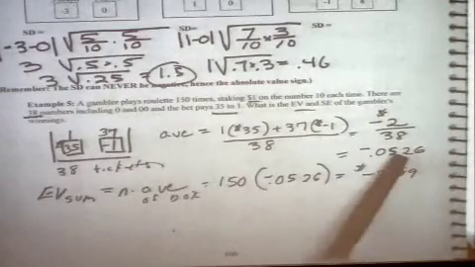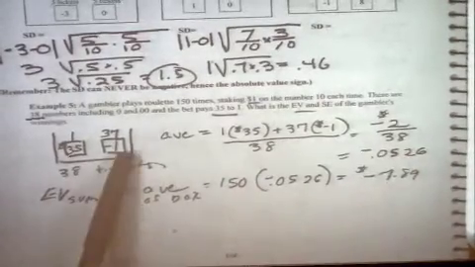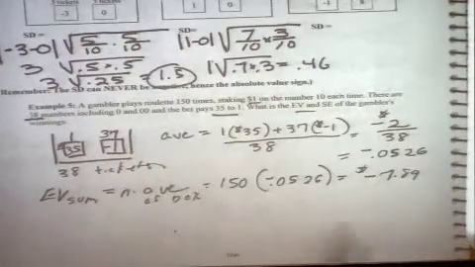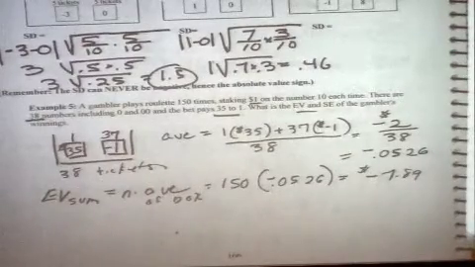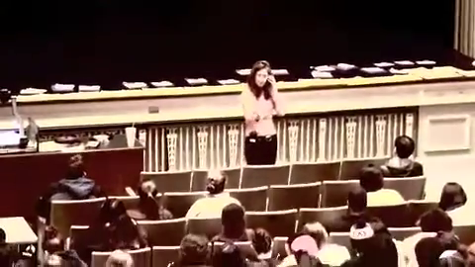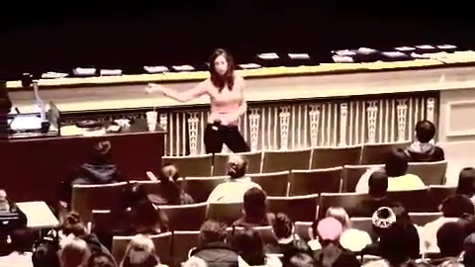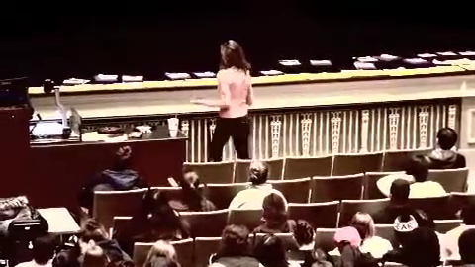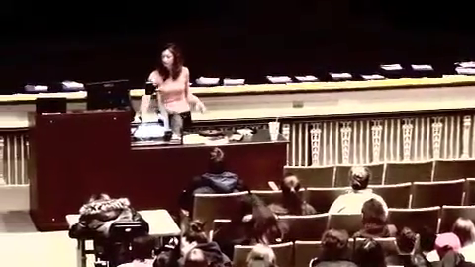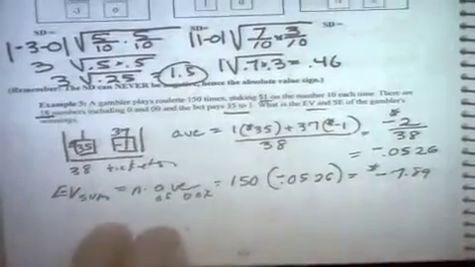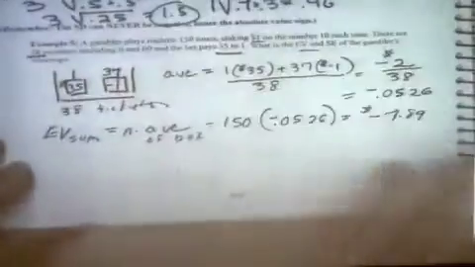Now, is it possible to get negative a nickel on one play? Or is it possible to get any change at all? What do you think? You're betting you either lose that dollar or you get $35. So that's impossible, but the expected value doesn't have to be something possible. Like the average number of children is 2.2, but nobody has that. It's impossible.